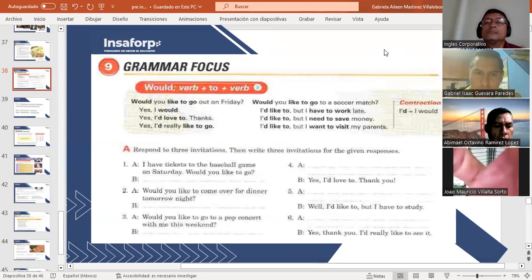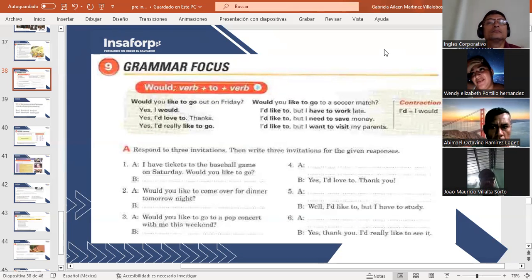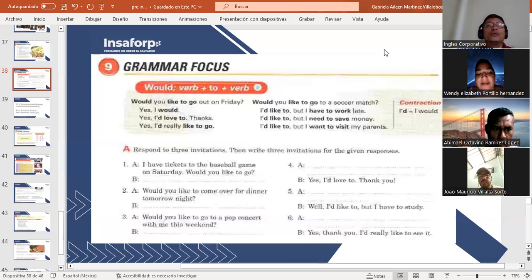Hello, teacher. I have a question. Tell me. With those pronouns, can we use would? That's a good question, Wendy. You are asking if we can use would with all the pronouns. Yes, we can: would you, would they, would I, would she, would he, would it, would we, with everything. Okay?